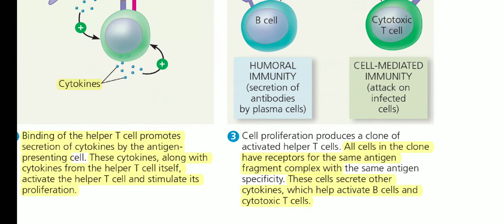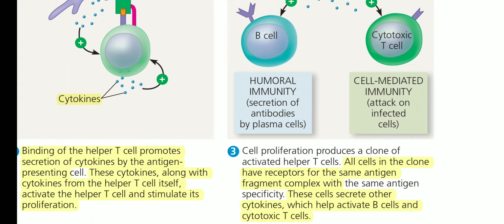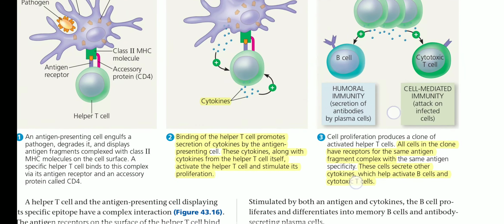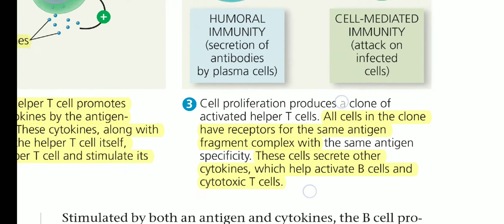So once this helper T cell is ready to help with fighting, what happens? The helper T cell secretes other cytokines. So now you can see the cell proliferation produces a clone of activated helper T cells. The cells in the clone have receptors for the same antigen fragment complex with the same antigen specificity. These cells secrete other cytokines which help to activate the B cell and cytotoxic T cell.